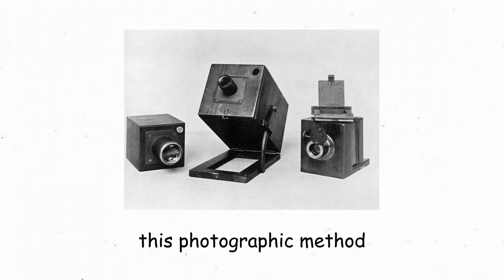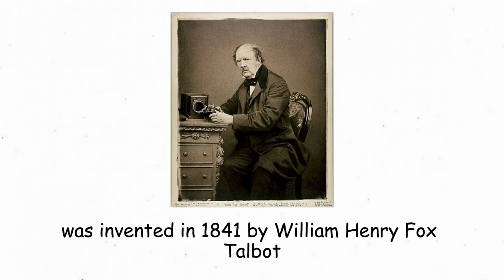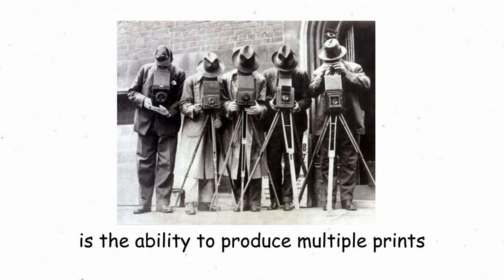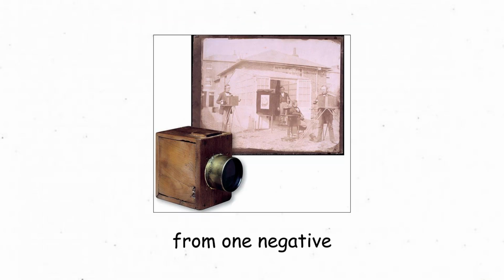Calotype. This photographic method was invented in 1841 by William Henry Fox Talbot in England. It used paper coated with chemicals to create a negative image. What makes it different is the ability to produce multiple prints from one negative.